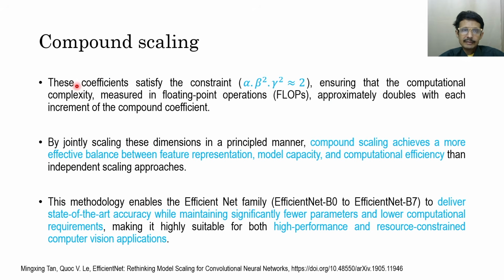These coefficients satisfy the constraint alpha times beta squared times gamma squared is approximately equal to 2, ensuring that the computational complexity, measured in floating point operations, approximately doubles with each increment of the compound coefficient. This is the kind of balancing. Okay. So by jointly scaling these dimensions in a sensible manner, compound scaling achieves a more effective balance between feature representation, model capacity, and computational cost. That's what we have just discussed, unlike independent scaling.